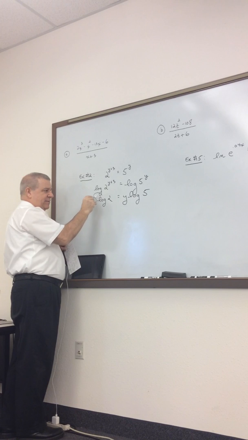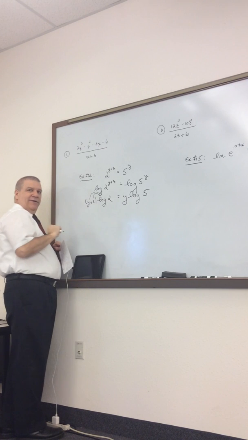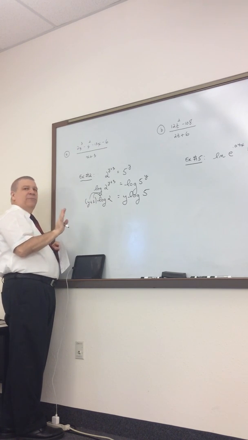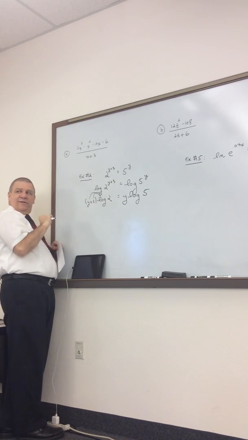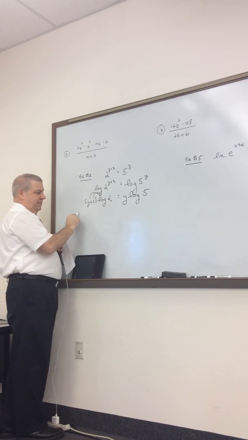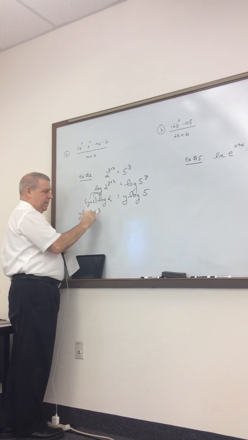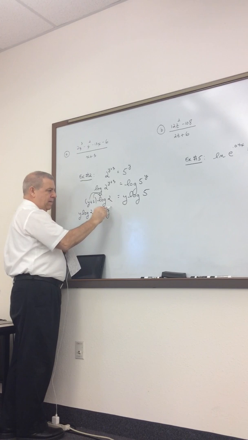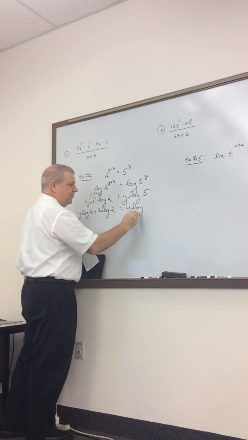Somebody just take this log of 2 and distribute it by both of these. Tell me what to write right here. Distribute it. Take log of 2 and distribute it times both of these and tell me what to put right here. Alex. Y log of 2 plus 3 log of 2 equals y log of 5.